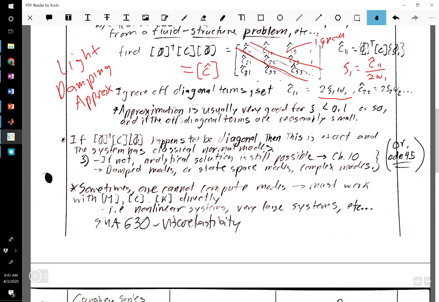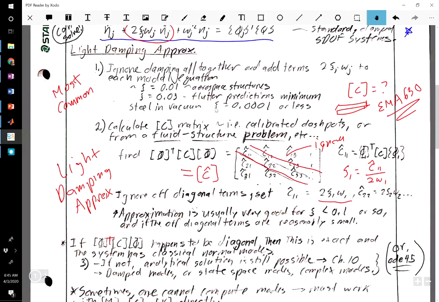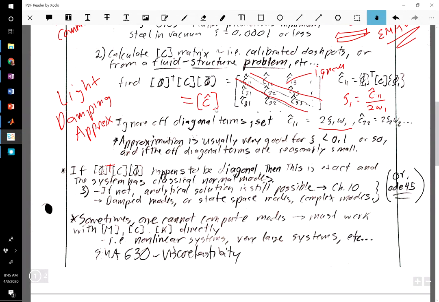All right, and then last but not least, if this triple product phi transpose C phi, that's a transpose there, happens to be diagonal, then the system is what we call proportionally damped, or it does have classical normal modes. And in that case, we just match the terms, as we talked about up above, and we can proceed. Now, I should mention that it's not such an impossibility to have a damping matrix that isn't diagonalizable. And chapter 10 in the book actually talks about how we can deal with that.